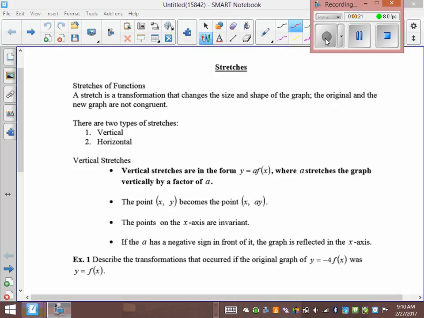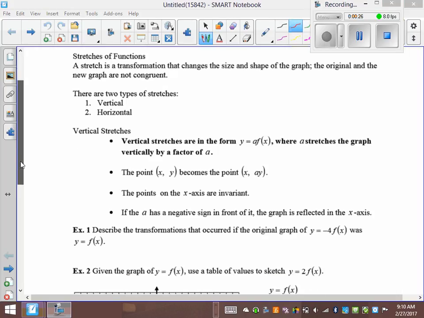There are two types of stretches. There's vertical, which we've looked at already in grade 11, and then horizontal, which we do now. Vertical stretches are in the form y equals a f of x, okay, where a stretches the graph vertically by a factor of a. If I moved it over with the y, I could go 1 over a, y equals f of x. And it would be with the y, right?